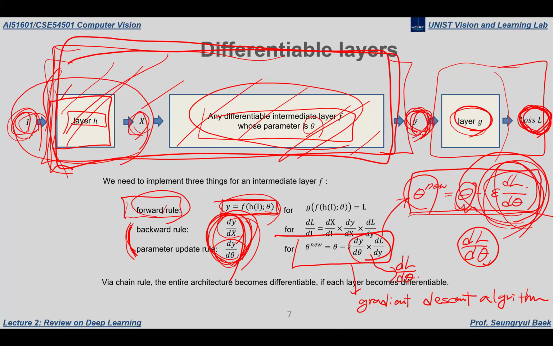And if we differentiate the loss L with respect to the parameter vector, which means the parameters of all the layers in the deep learning architecture, this term dL over d theta gives the direction that can minimize the loss L.